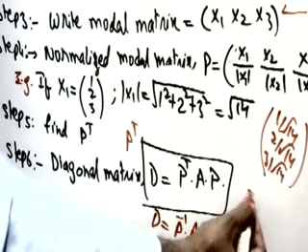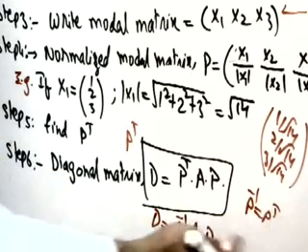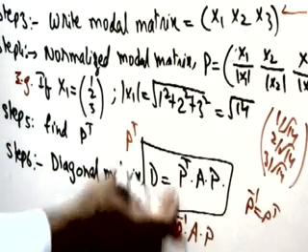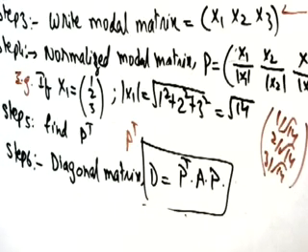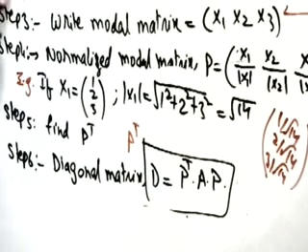Instead of the inverse of P, we use P transpose, because here P inverse and P transpose are the same. So instead of P inverse, we write P transpose into A into P. Just recall the method. What is the first step?